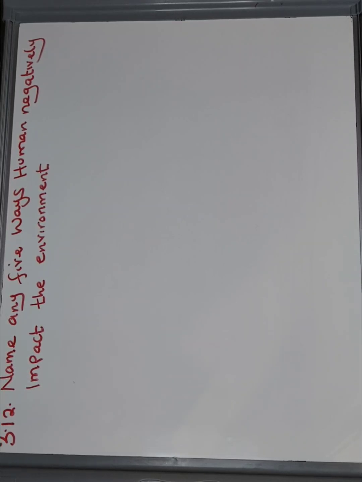Yes, we are part of the ecosystem and we interact with all factors, biotic and abiotic, and we have a very big influence on both abiotic and biotic factors. But the question says, identify any 5 ways we impact the environment negatively. Okay, there are several. Actually, the list is endless.